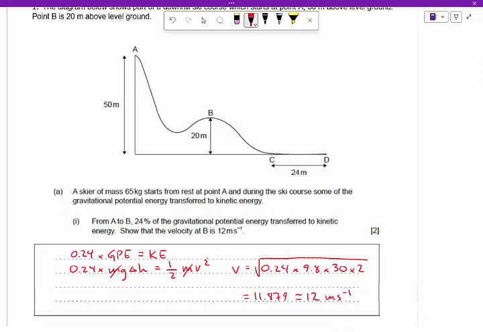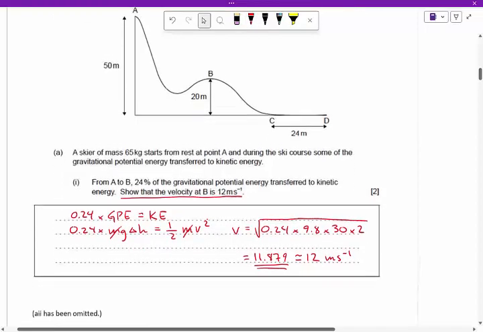That's important in these show questions. It says show that the velocity at B is 12, so you give the unrounded figure first to demonstrate that you've calculated it. Okay?